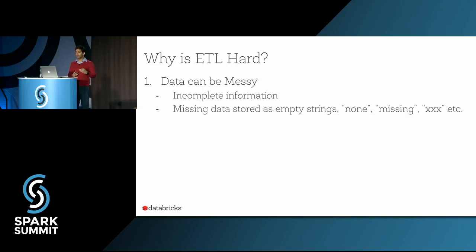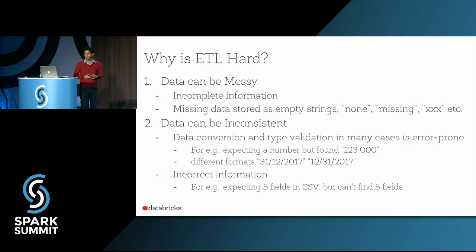The source data might actually contain a lot of incomplete information. And to make matters worse, different sources of data might have different notions of how they represent incomplete information. So for example, if there's a missing field in some data, it might be represented as an empty string. Some other source might just tag that data as none. Yet another source might tag that data as missing, and so on and so forth.